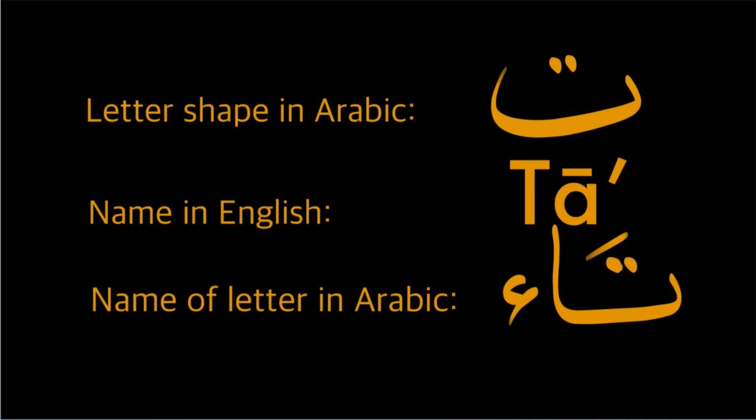But remember, the letter could look differently when it is presented at the beginning of the word versus the middle of the word versus the end of the word, and whether it is on its own or connected to a letter before or after. The name in English, as you see here on the second line, is one way to write it, but you could invent any other way to write it if it feels better in a different format. The third line shows you the name of the letter in Arabic, ta.